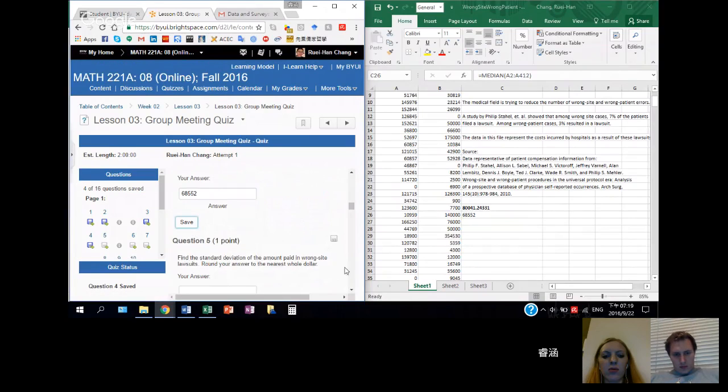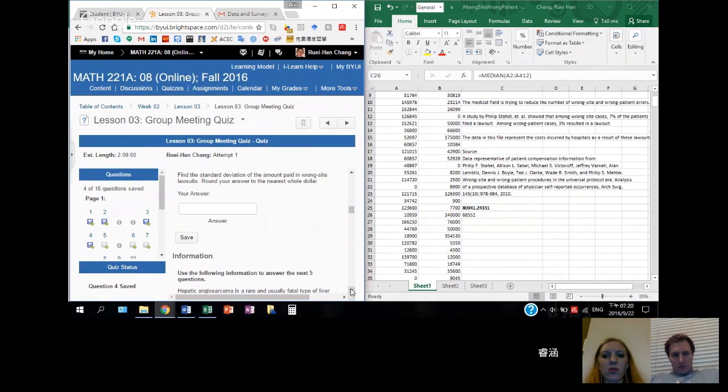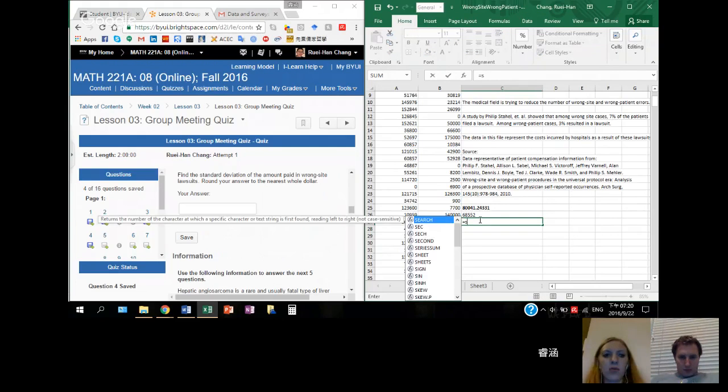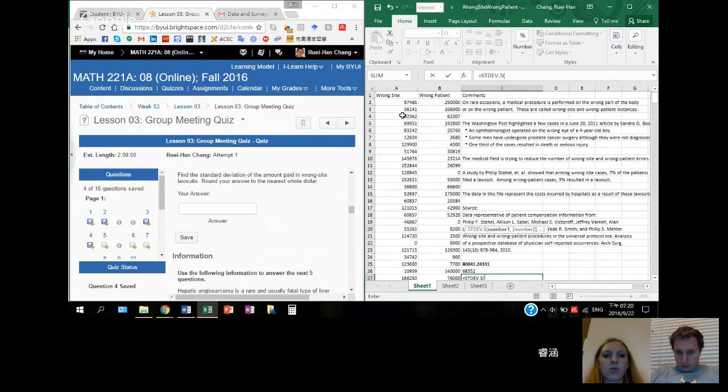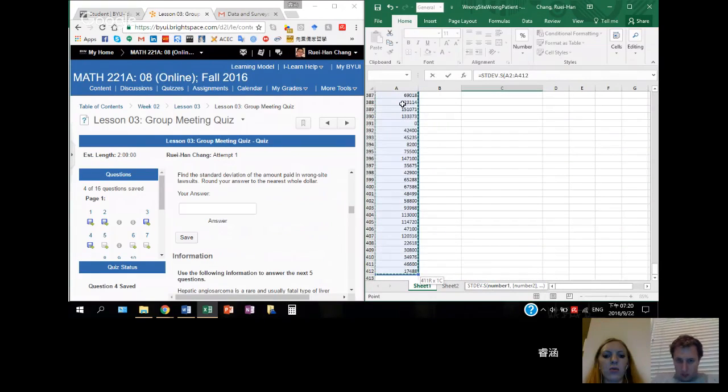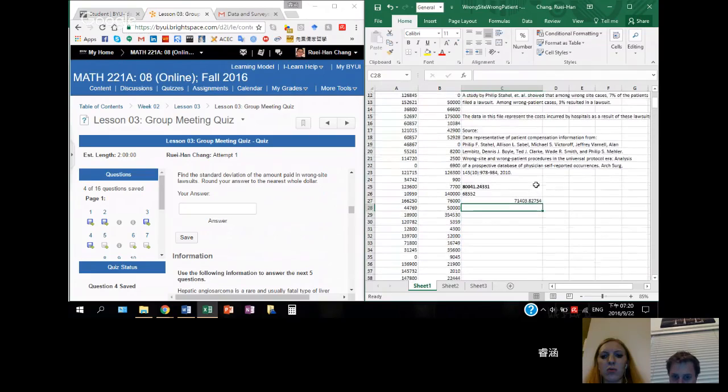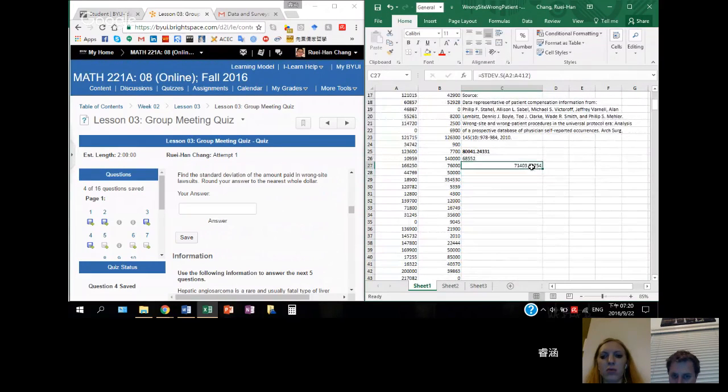Question number 5. Find the standard deviation of the amount paid in wrong site lawsuits. So standard deviation, the same thing. Formula, standard deviation S of this little thing right here. Right, so double check my answer. My answer is, wow, this is pretty big. It needs to be rounded to the whole number. 71404. That's the standard deviation I got. It's calculated by formula.